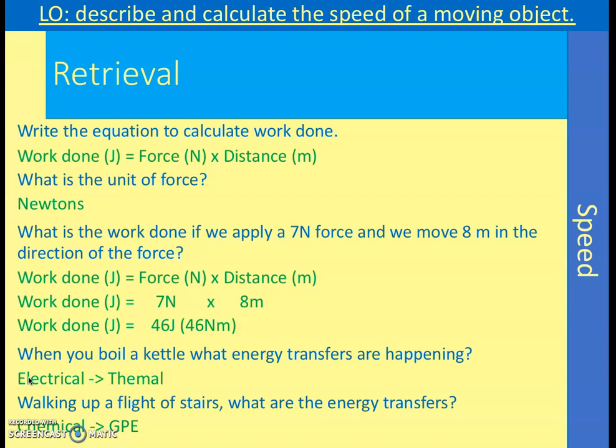Sorry, that's a spelling mistake. It should read thermal, T-H-E-R-M-A-L. And the second one, walking up a flight of stairs. So this is the example we did last Wednesday. And for the energy transfers, we're using the chemical energy in our muscles and we're converting that into gravitational potential energy as we move up the stairs. So please make sure to use your green pens to mark all of those questions.